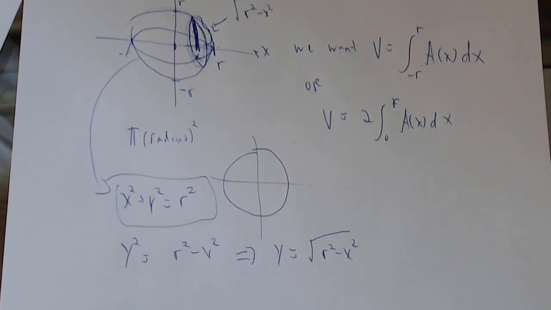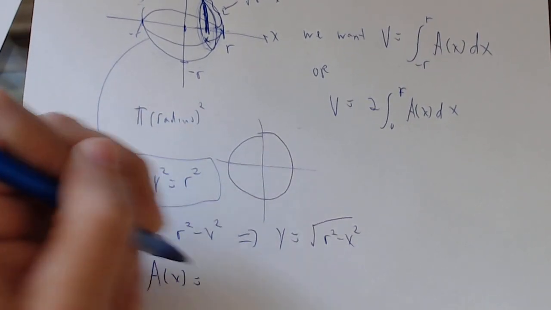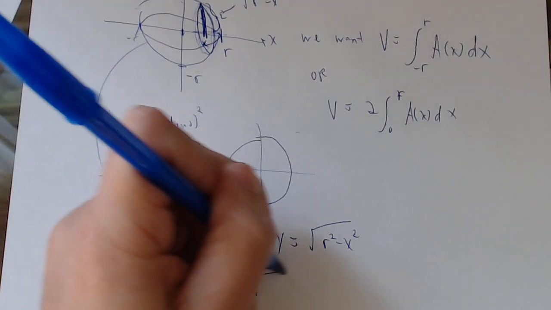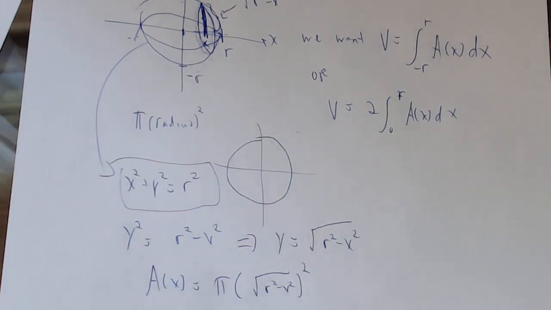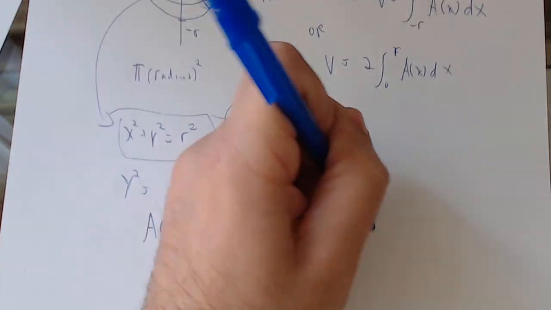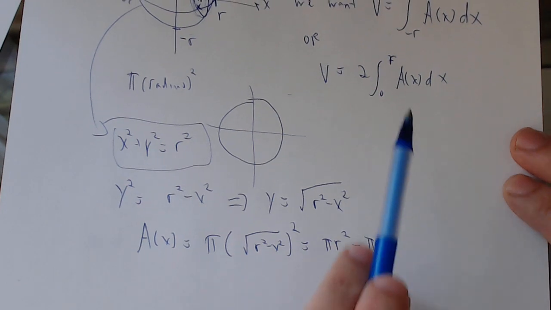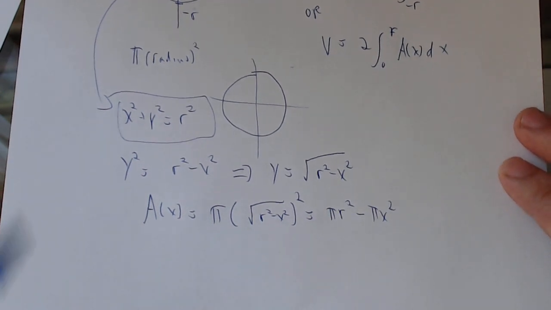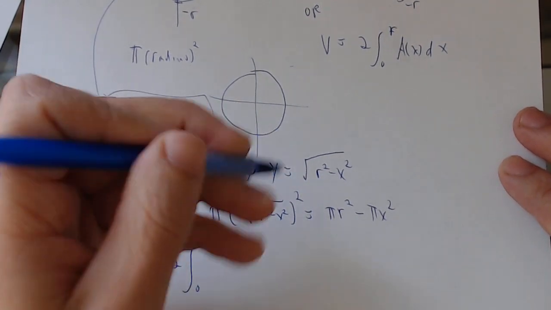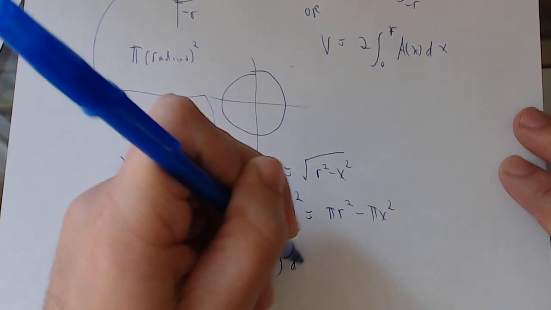So the good news is the area of that generic cross section, A(x), is going to be pi times my radius, which we said is the square root of r squared minus x squared, quantity squared. And that simplifies to pi r squared minus pi x squared. So there's my generic cross section. So now we can go back to this formula. The volume equals 2 times the integral from 0 to r of pi r squared minus pi x squared dx.